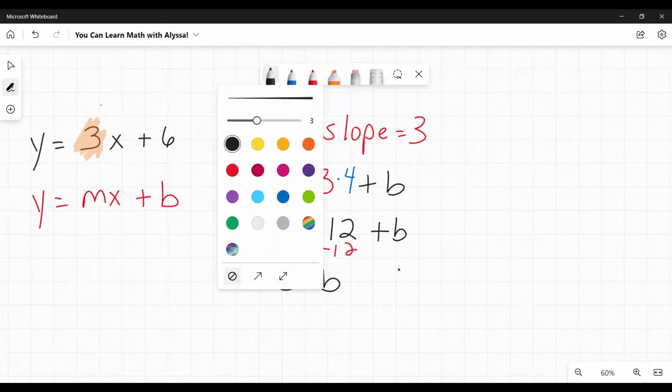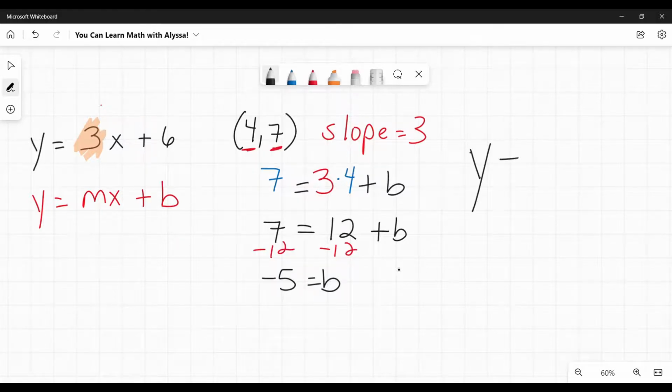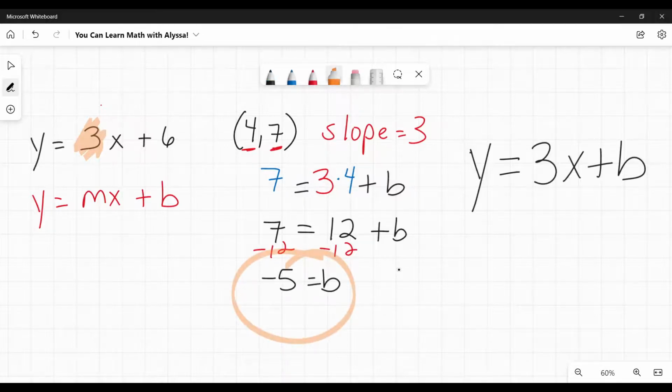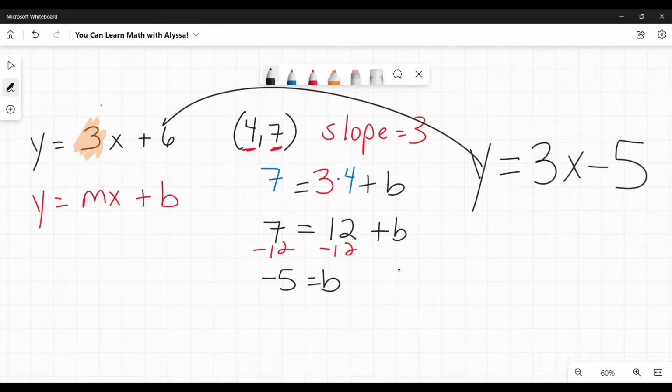So now I can write the equation of my line. Again, we always start with this slope-intercept form, and I need to know m and b, which I do. M is my slope, and it's 3, so I replace the m with 3. I need to know my b, which I do. It is -5, so I replace this with -5, and that is the equation of a line parallel to y equals 3x plus 6 that goes through the point (4, 7).